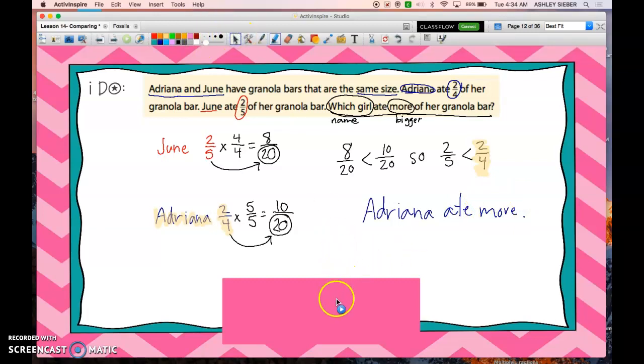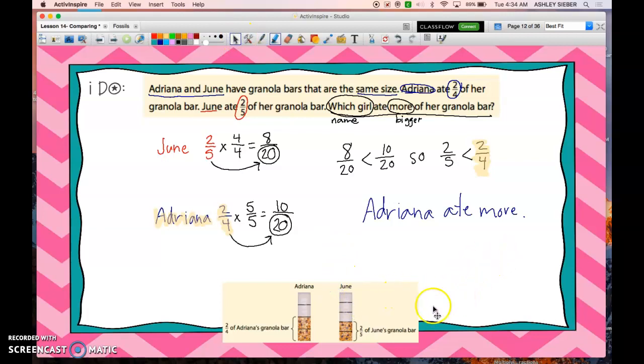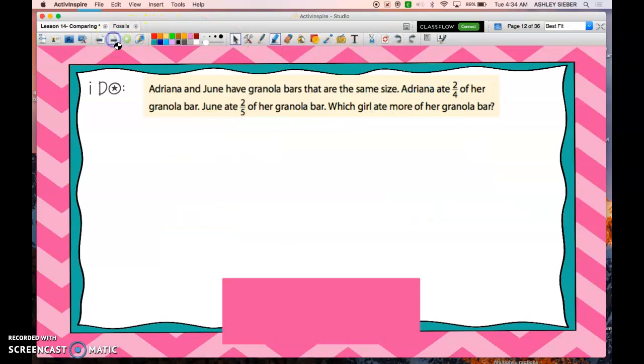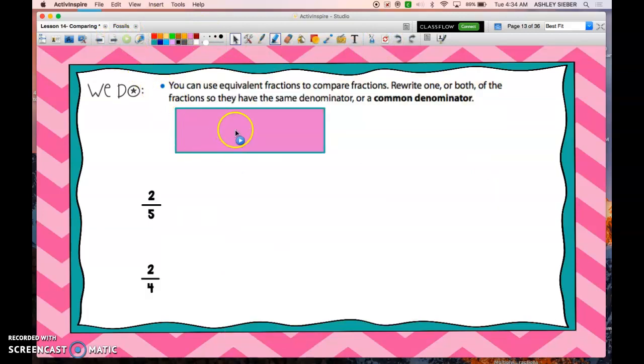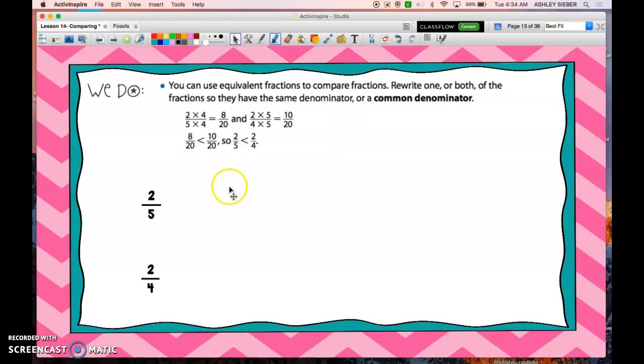Now, yesterday we talked about using a picture, and here's our picture, and you can see those are pretty close. But 2/4 is bigger than 2/5. This is what Ready Maths looks like. They multiplied by the same thing to find 10/20 and 8/20. They did the same thing. 8/20 is less than 10/20, so 2/5 is less than 2/4. So therefore, 2/4 is the bigger fraction.